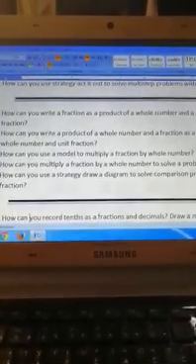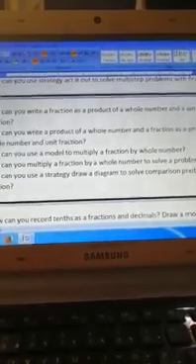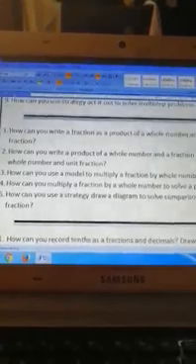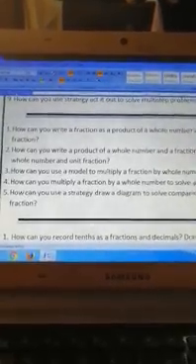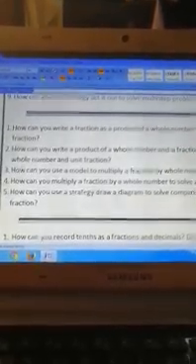Question number 4. How can you multiply a fraction by a whole number to solve a problem? Here you need to create a story problem, okay? Ask about something, but the rule here to get what you ask about, you must multiply a whole number by a fraction, okay? You must use this rule. I need you to multiply a whole number by a fraction.